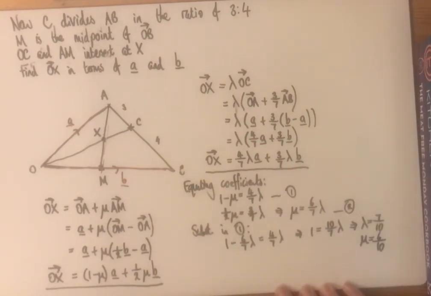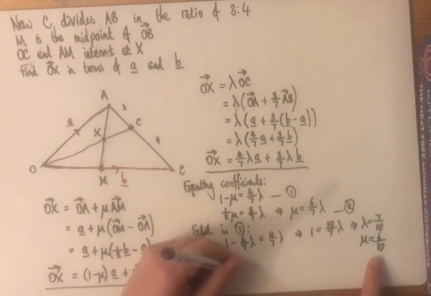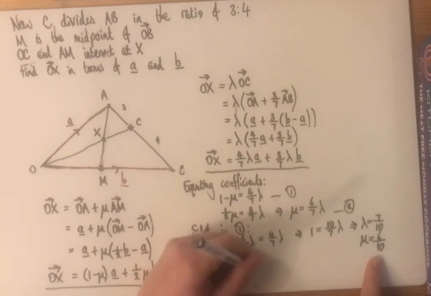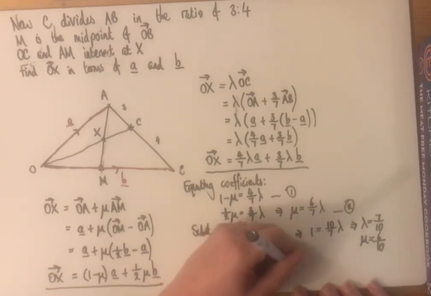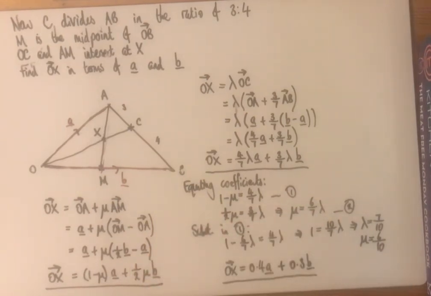And then to find OX in terms of a and b, I can now just substitute mu into here. So 1 minus 6/10 is 0.4. And then a half mu is 0.3. And so that's OX in terms of a and b.